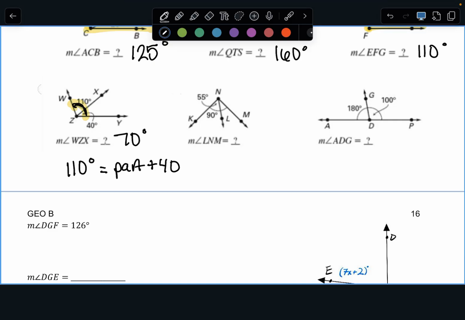The next one. Again, that arc goes with the 90. So this whole angle is 90. A piece of it is 55. What's the other piece? Not 35... 90 minus 55. 35.